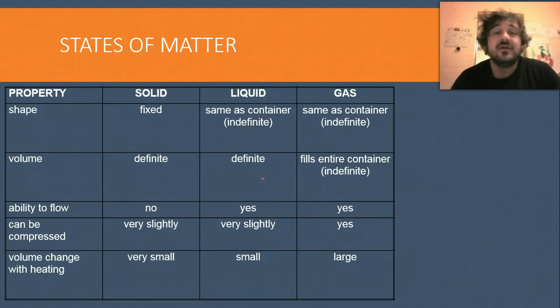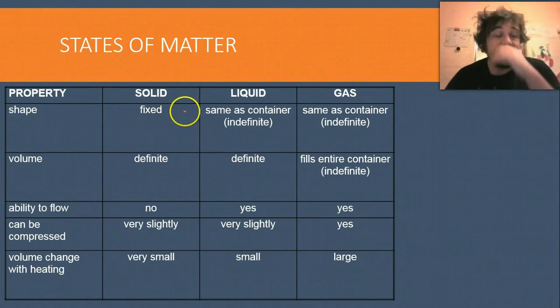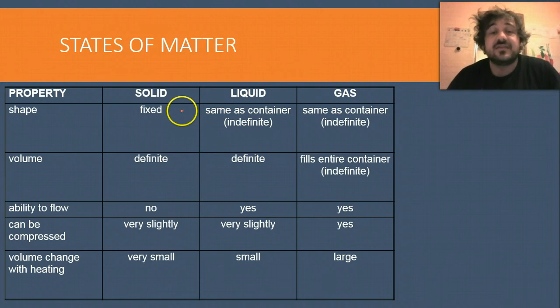Okay, so what are the properties of each state of matter? This should be largely revision. So we've got solid, liquid, gas. We're not going to worry about plasmas as such. Now, the shape of a solid is fixed. The shape of a liquid takes up the shape of its container, which means it's indefinite. A gas has the shape of its container as well.